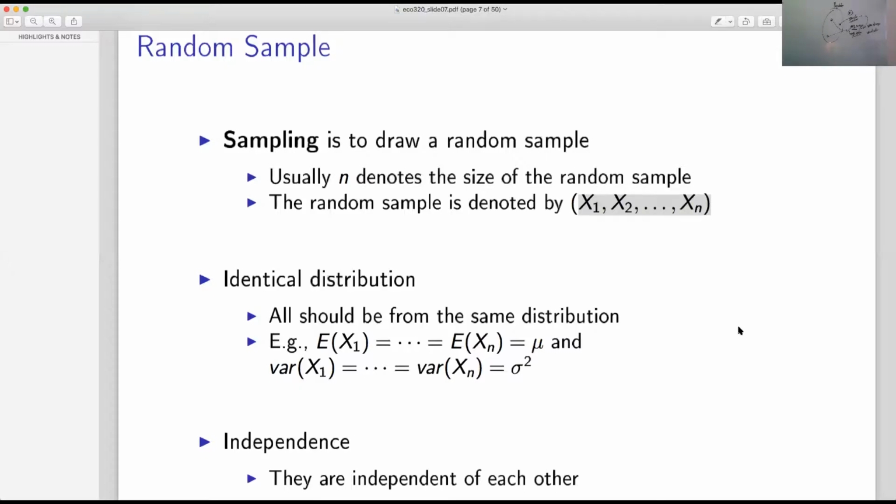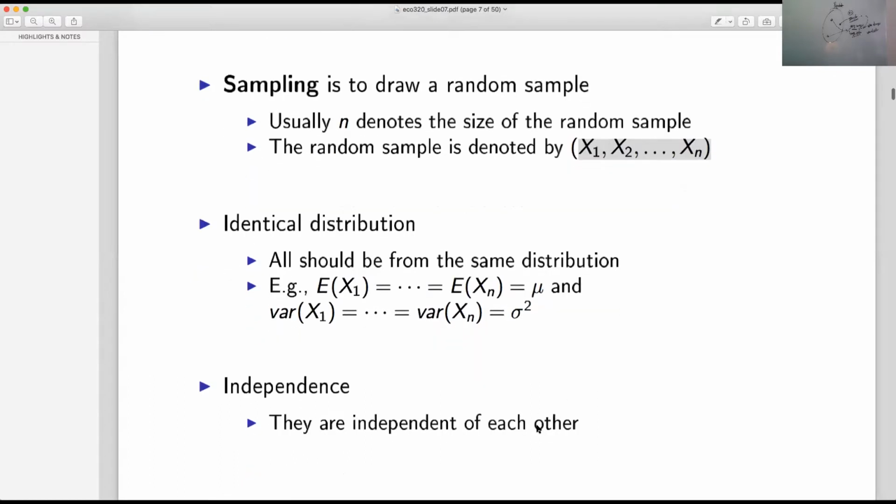Another example can be, if I want to know the average SAT score of UR students, instead of asking all the students, I can take a random sample of 100 and try to get an inference close to the mean.